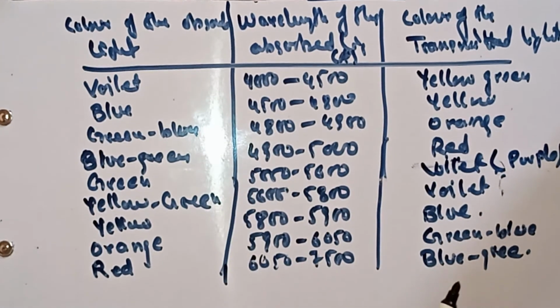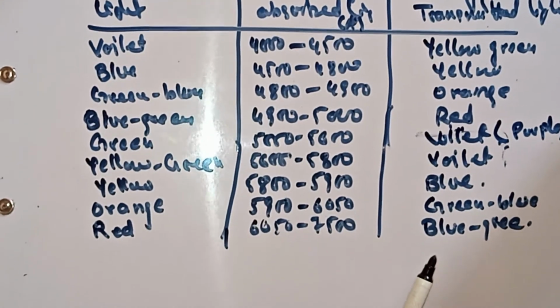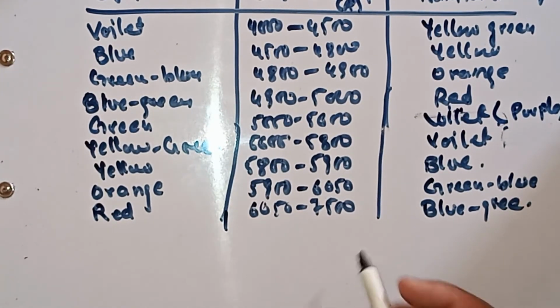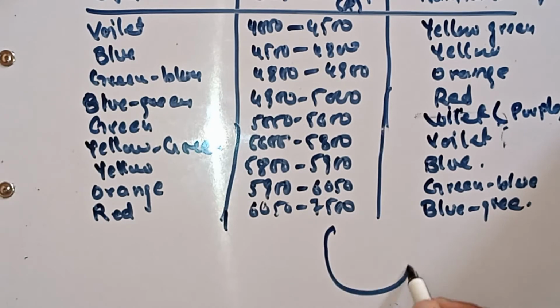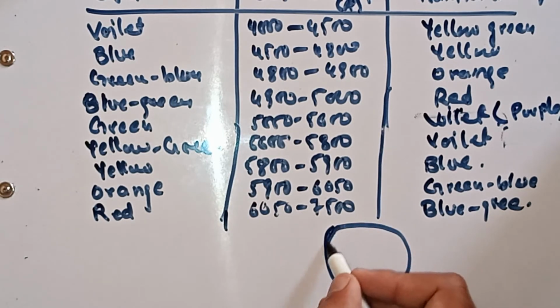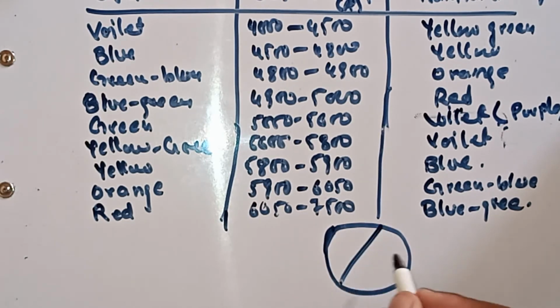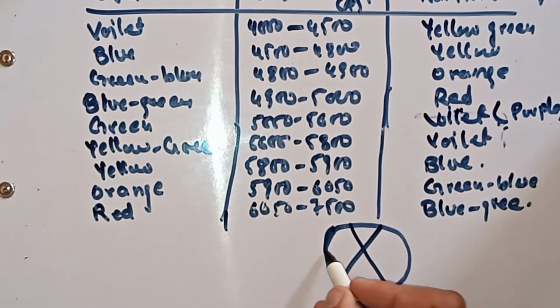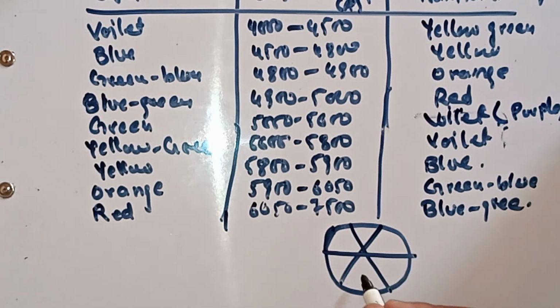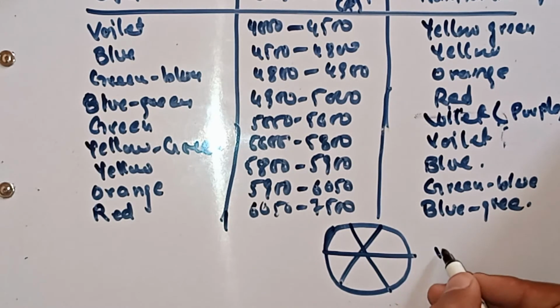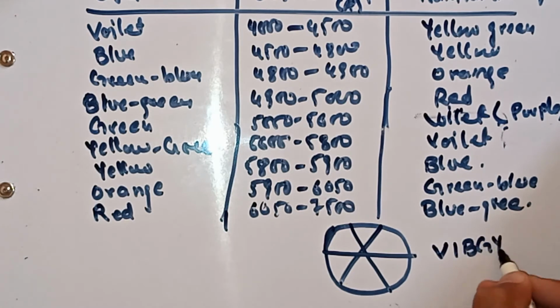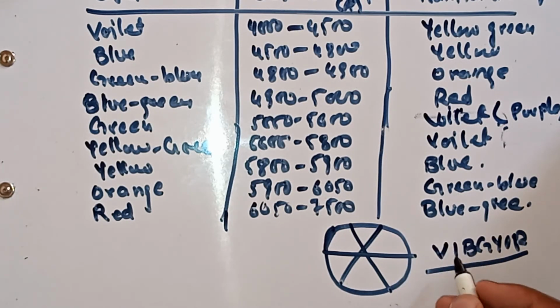You can also remember the technique from this point. If you draw a circle and draw three diameters, like that, according to the formula called VIBGYOR, this is the formula. White light contains these 7 colors: red, orange, yellow, green, blue, indigo, violet, but here indigo is missing.